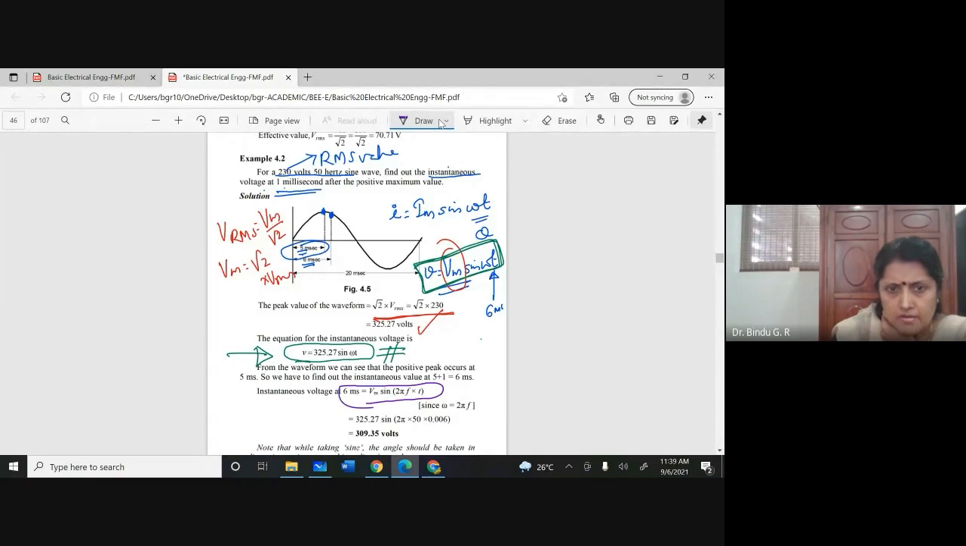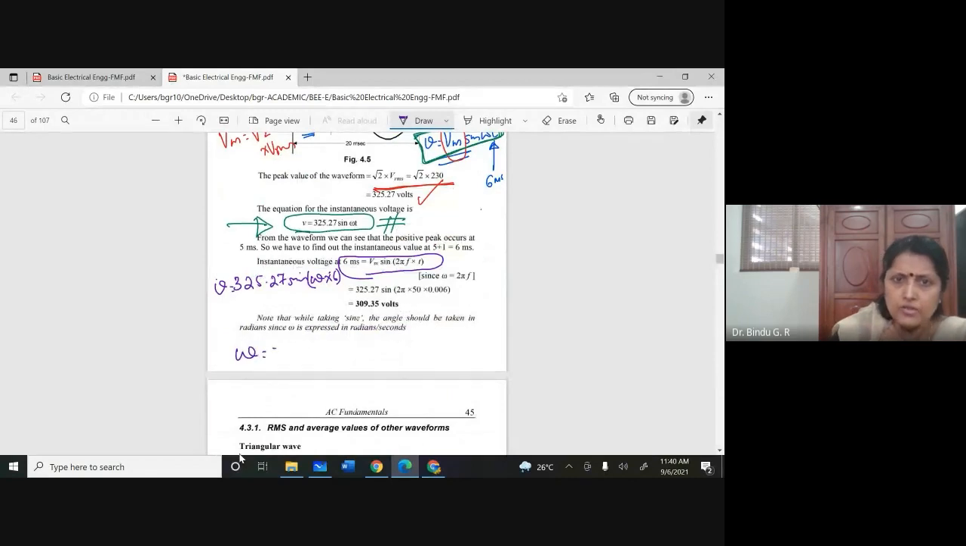Given by small v is equal to Vm, Vm is how much? 325.27 sin omega into 6. Now, what is omega? Omega is equal to 2 pi f. It's given that it is 50 hertz, that is 2 pi into 50. Now substitute everything. You will get 325.27 into sin of 2 pi into 50 into 0.006. Milliseconds means 0.006, or 6 into 10 raised to minus 3. So you will get 309.35 volts.